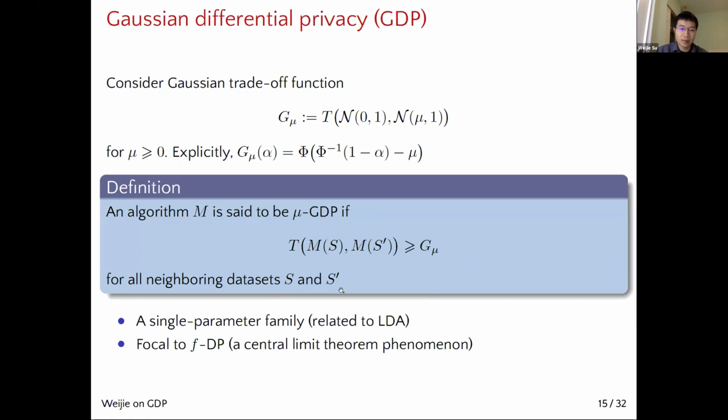So this is a single-parameter family, and this is very related to linear discriminant analysis. For example, you can define this trade-off function for any multivariate normal distributions. As long as their covariance matrix is the same, the optimal rejection rule is always a projection, right? You project onto the line connecting the two means. So everything can be reduced from multivariate dimensions to a single dimension. That's why we consider a univariate normal distribution, but this definition can be easily extended to multivariate normal. And due to a central limit theorem phenomenon you will see later, Gaussian differential privacy is perhaps the most important family in this class.